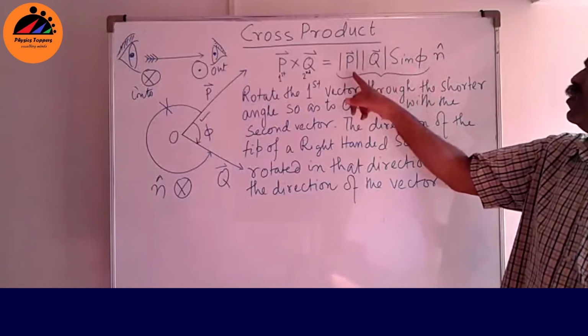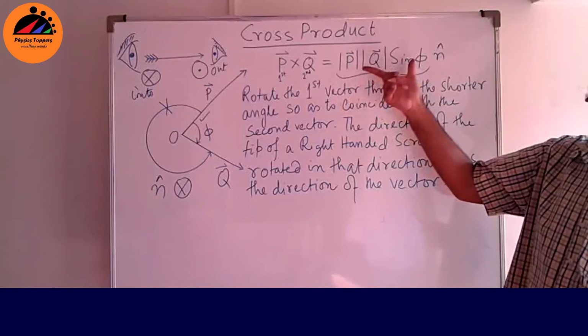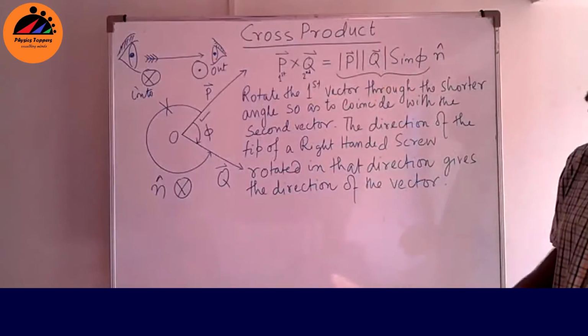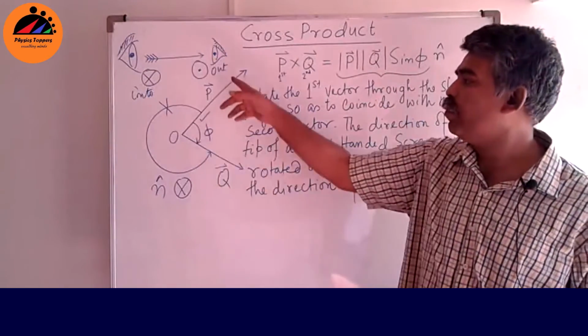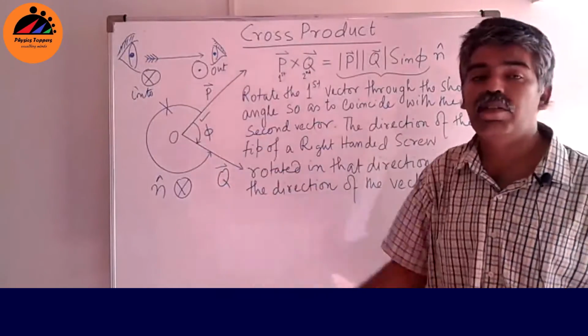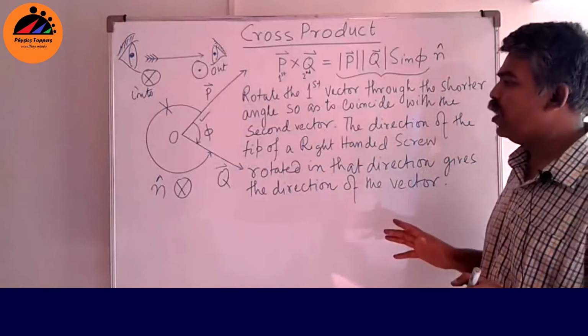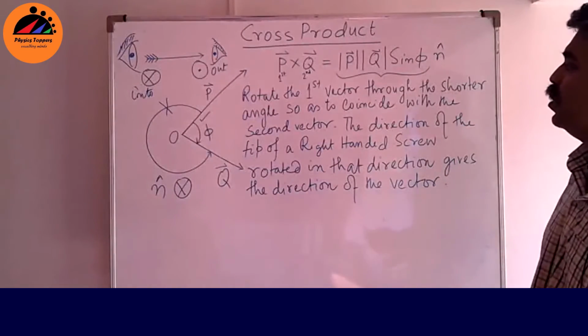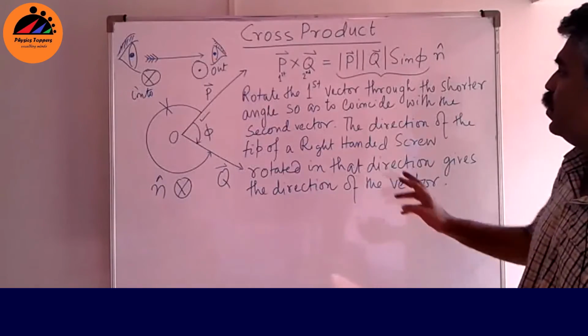And see, if this is length and this is length, this is basically the area. This P cross Q is actually the area of a parallelogram made by P and Q, and you translate this Q and translate this P, you will get the area of the parallelogram. I will come to that. But first, just understand the direction. This is very important.